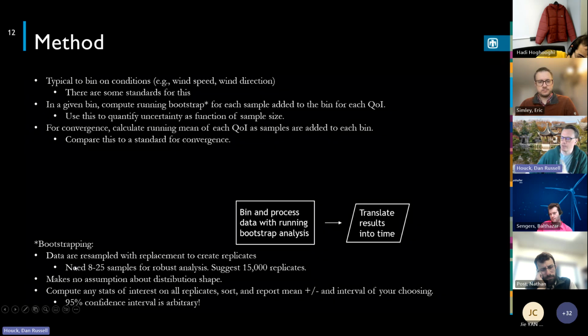If you're not familiar, the main advantage of bootstrap that I always think of is that it's not making an assumption about the distribution shape. People oftentimes use standard deviation as a measure of uncertainty, but that would assume a Gaussian distribution, and this does not. And just a reminder that this 95% confidence interval that we all love to use is completely arbitrary, and even the guy who came up with it never thought that it would become a standard.